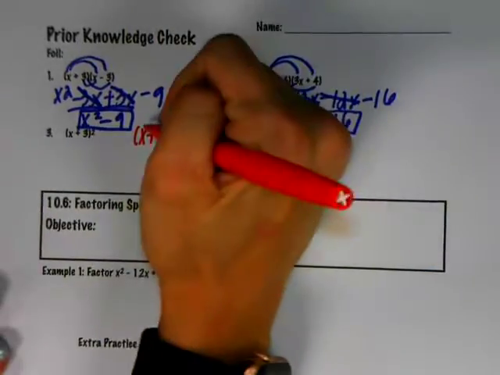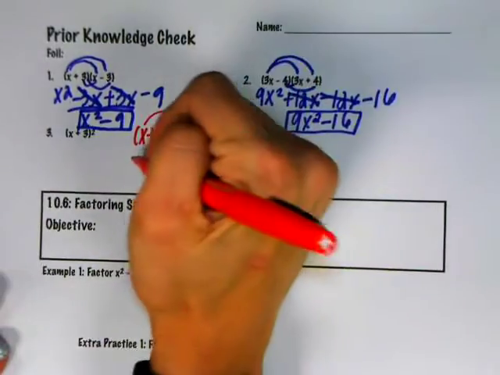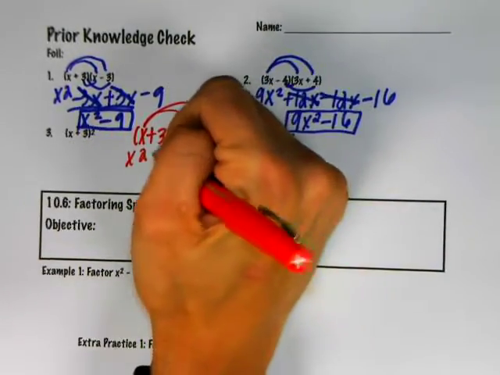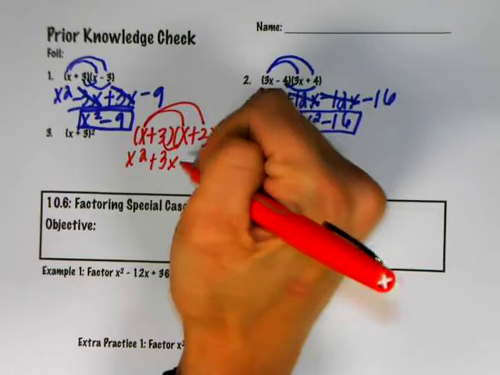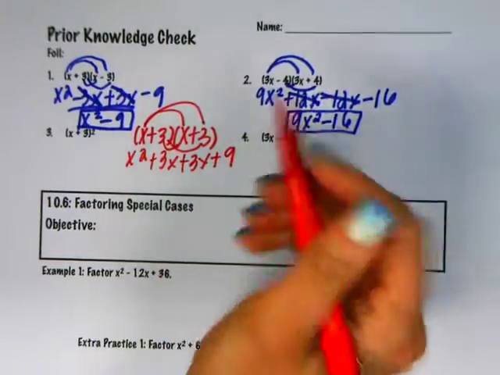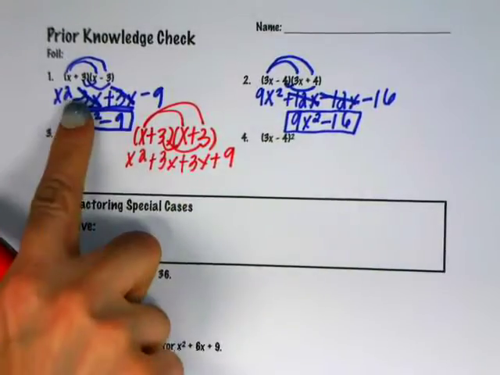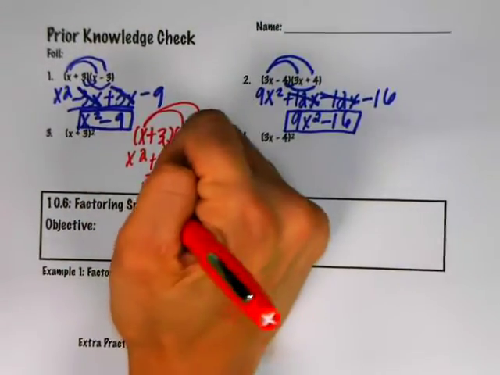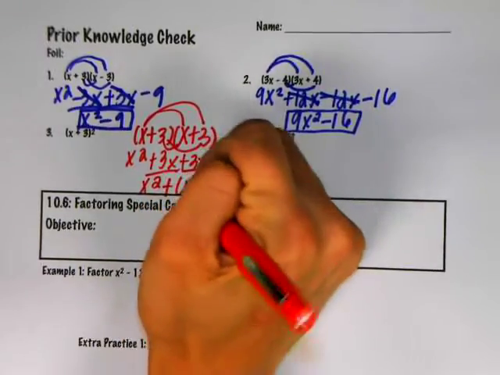All right, and then x times x? X squared. X times 3, 3x. 3 times x, and 3 times 3, 9. So it looks almost the exact same, except they don't cancel out. They just combine together. So it's 3x and 3x, 6x, yeah.